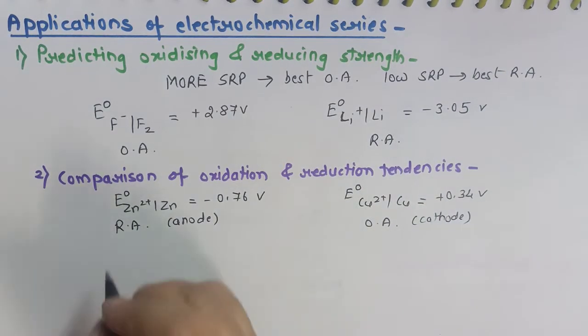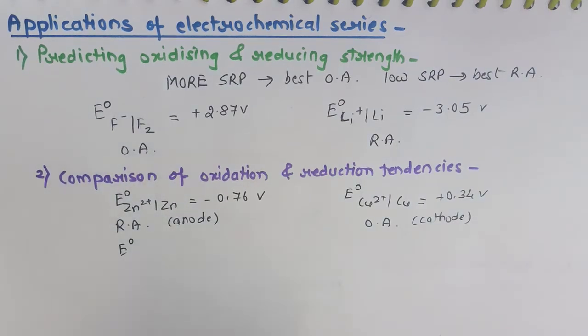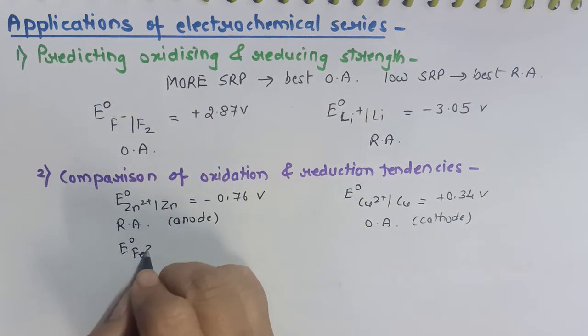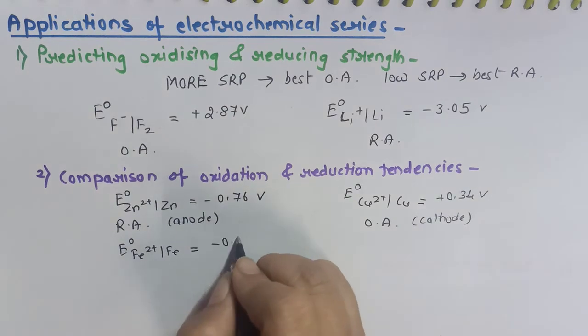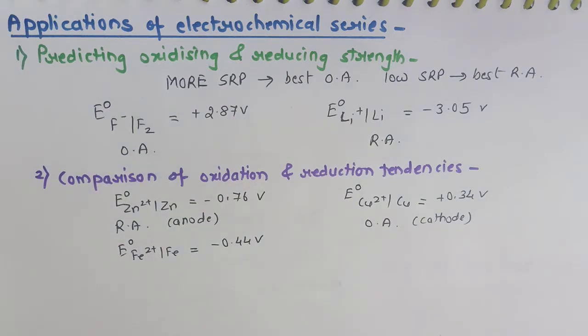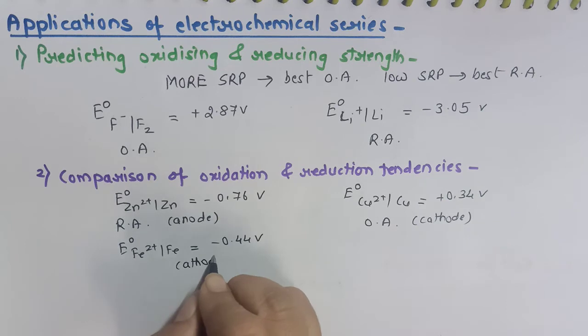I will take one more example. I want to construct a cell using zinc and iron. So let us have the value of SRP of iron. It is minus 0.44 volt. Now if I compare both these values, obviously again zinc has the lower value of SRP and therefore it will act as reducing agent, whereas iron will not be that good a reducing agent, it will act as cathode.